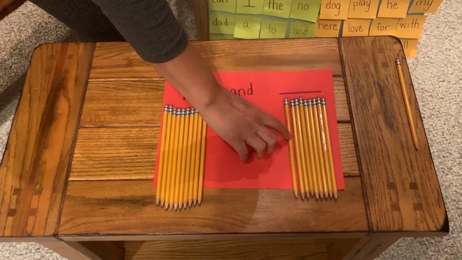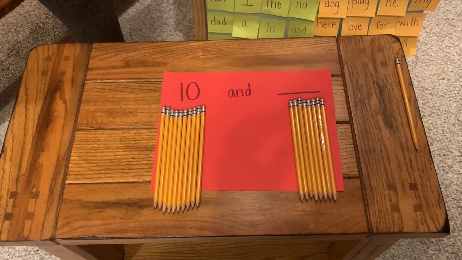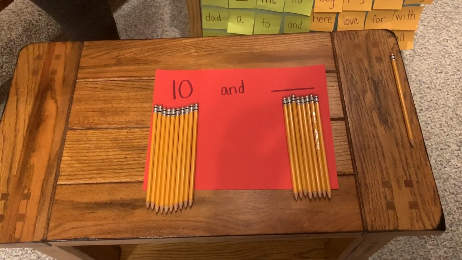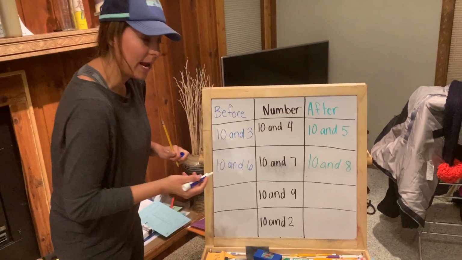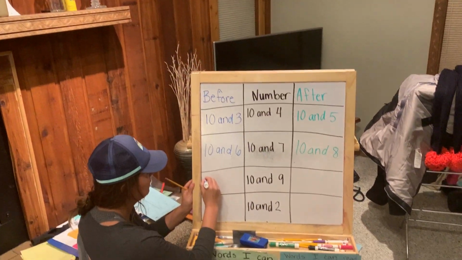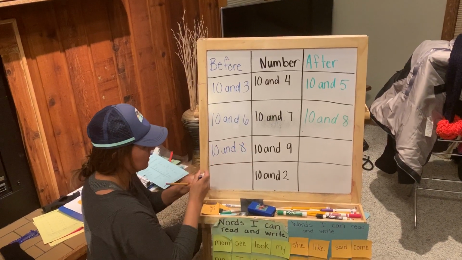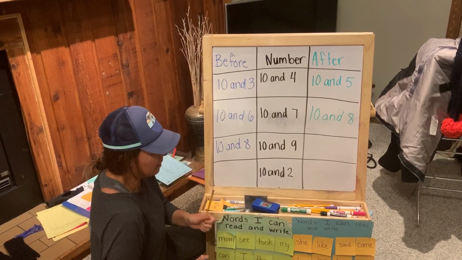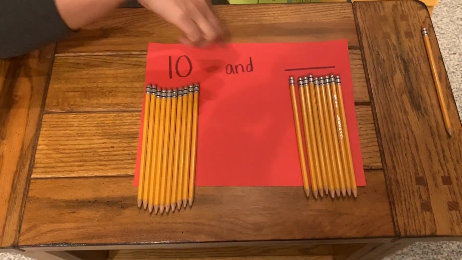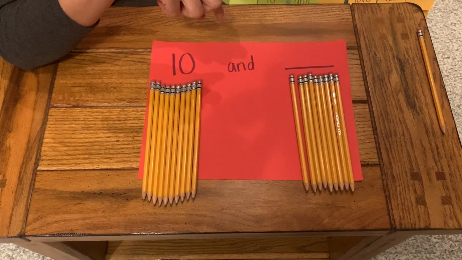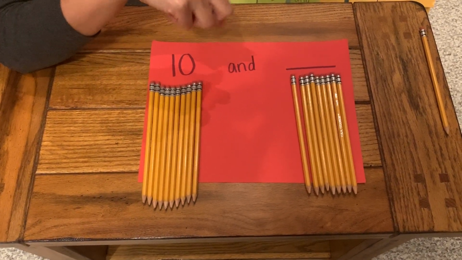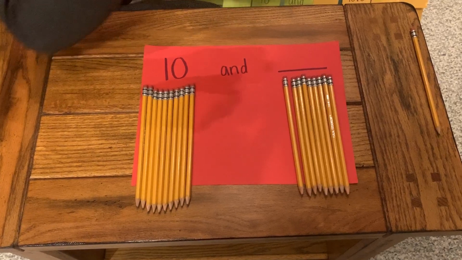I need to think about what comes before the number 9, so I take 1 away. In my head, I'm thinking the number before 9 is going to be the number 8. So my answer is going to be 10 and 8. All right, remember, I put this object back. And I now need to think about the next step, which is after. So if I have 10 and 9, what is going to come after 10 and 9?